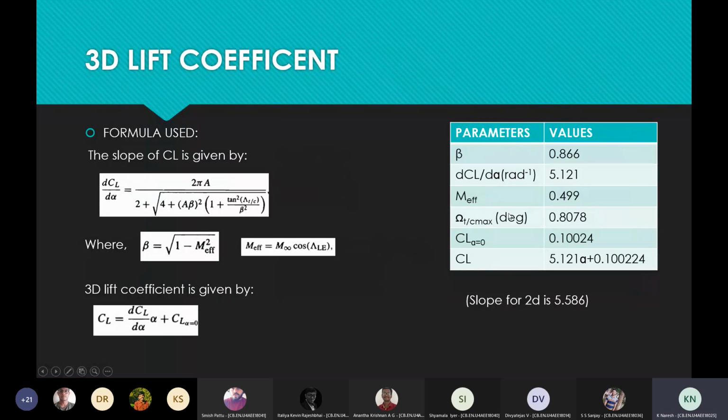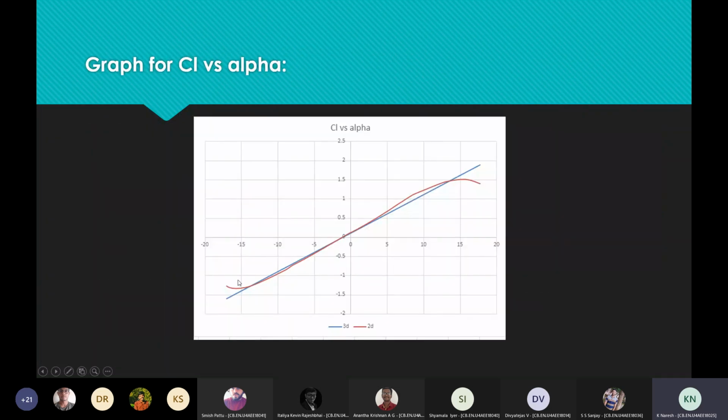Moving on to 3D lift coefficient. These are the formulas which we used. We got the slope for 3D as 5.1, and this is a CL formula. Using this CL formula, we drew the graph. We also took the slope for 2D CL, which is somewhere around 5.58. Instead of 2 pi, we substituted 5.58 and calculated the values. Using the CL, we plotted the graph. The blue line is the 3D and the red line is the 2D.